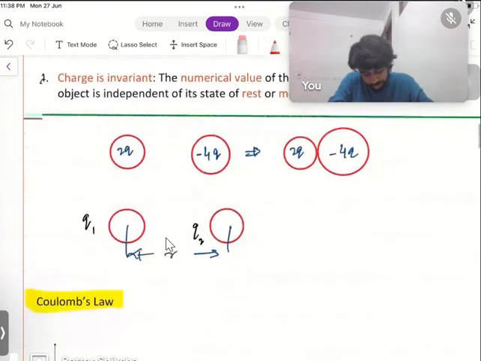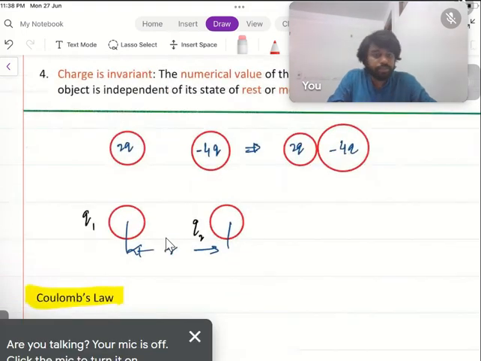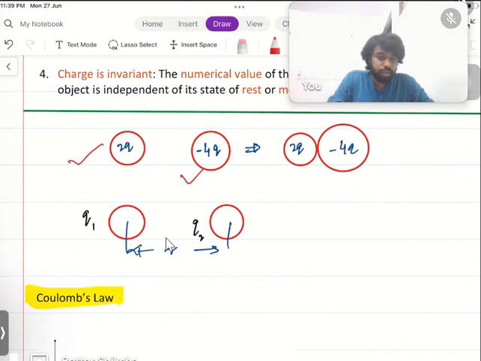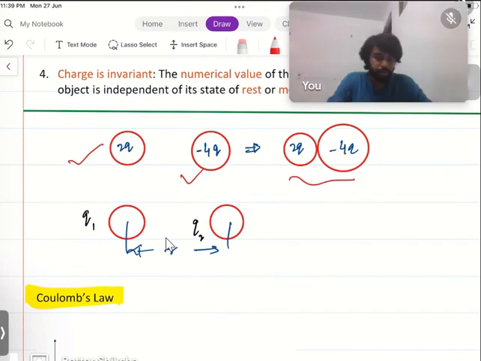Moving on, I have mentioned a small thing. Let's say you have two bodies, one having 2Q charge and the other having, let's say, minus 4Q charge. Both bodies come in contact with each other for a particular instant, and then are again separated by a particular distance, let's say r.